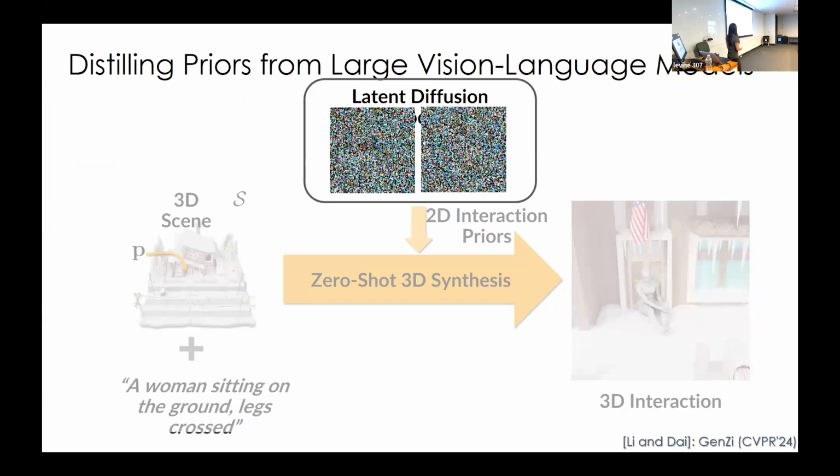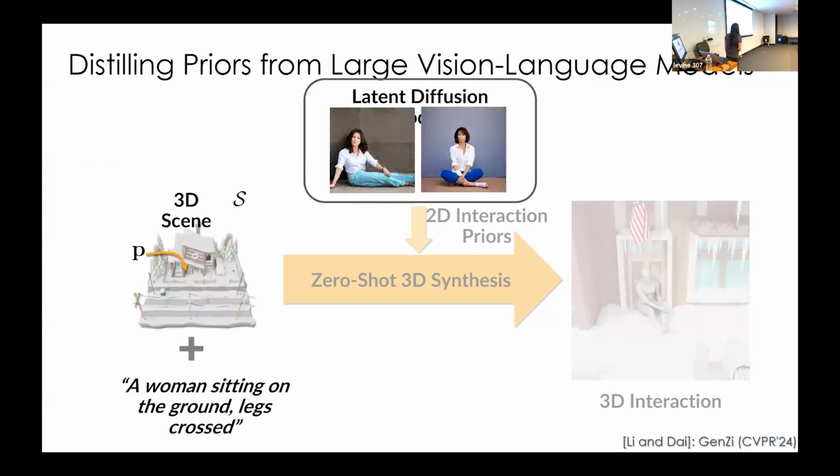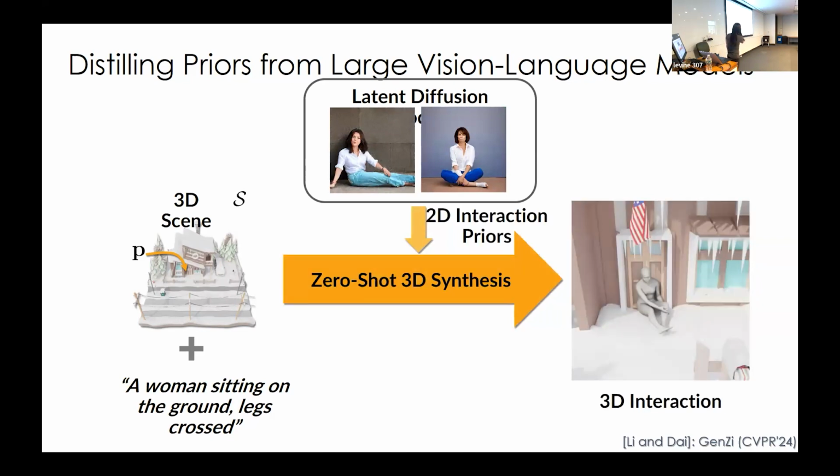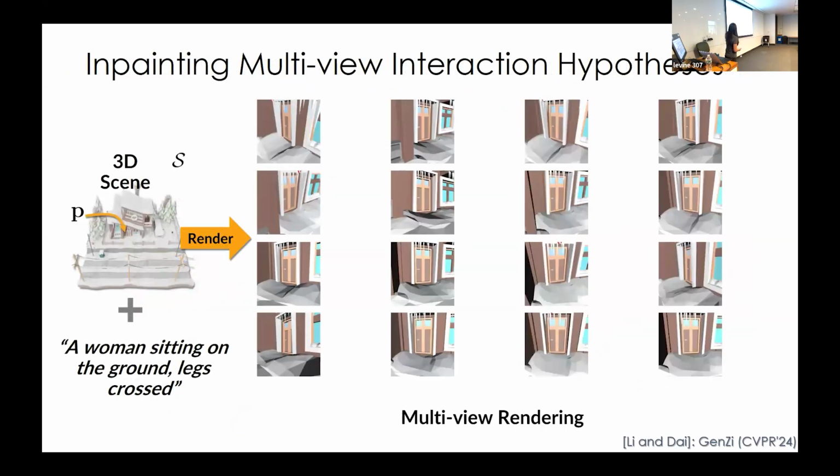The input is a 3D scene with a location specified and a text description. We want to get these interaction priors from text image-based models that can do in-painting, so that we can synthesize the 3D interaction. Here we can take that location and render a bunch of images of the environment and ask the model, can you in-paint a person performing this particular action in these images? There's a little caveat: the in-painting model will try to change the background, and so you won't end up with the correct output.